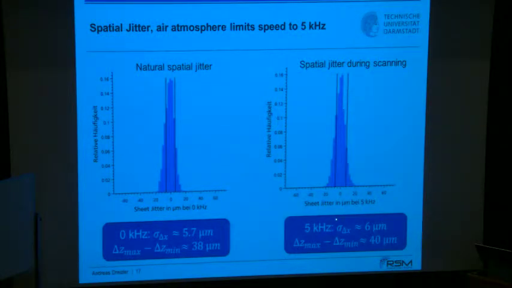If you now operate the system at 5 kilohertz, then you find a jitter which is slightly larger, but only by 0.3 micrometers, increasing to 6 microns. That is not a big deal. That is a proof that the control of that mirror seemed to work properly. If you go for the difference between minimum and maximum positions, that increased from 38 to 40 microns. So that is a rather stable system, at least at 5 kilohertz.